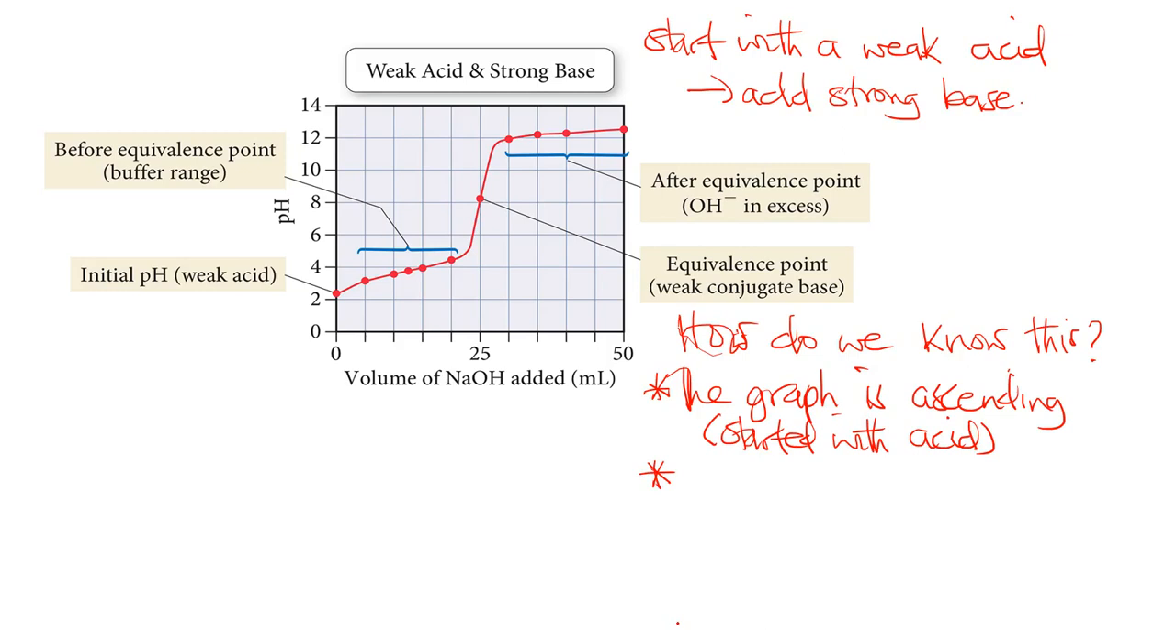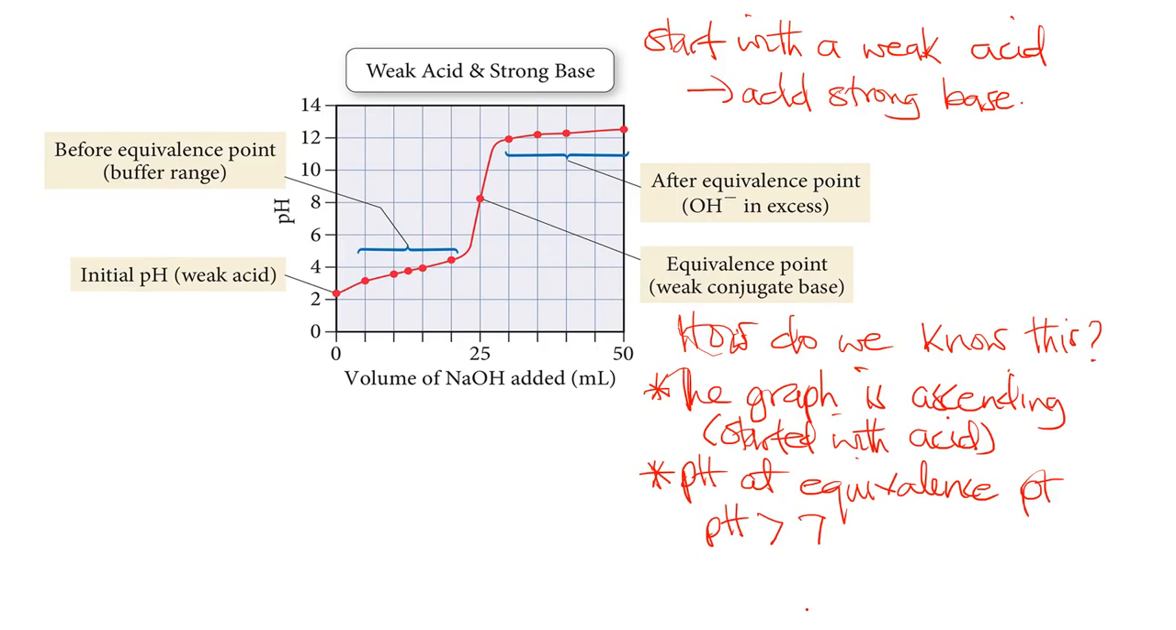So what else? Now the one thing that shows you that you are adding a weak acid and a strong base is that the pH at equivalence point will be equal or will be greater than 7. So the pH at equivalence point will be greater than 7.